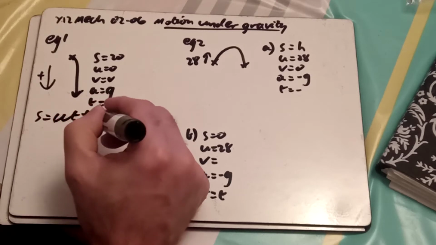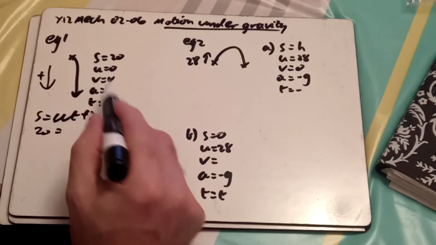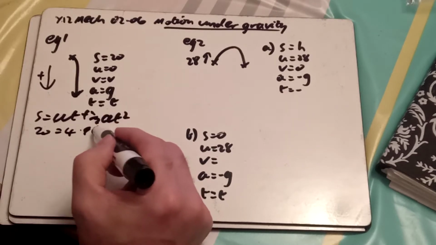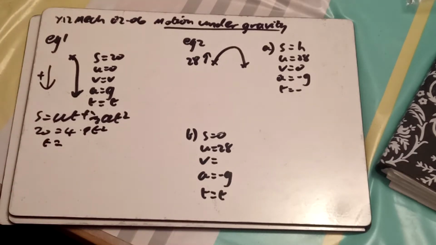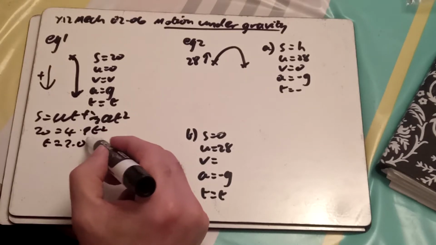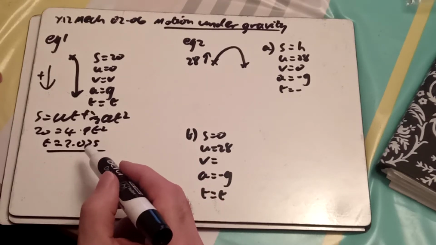S equals ut plus a half at squared, so 20 equals nothing, and then a half a is 4.9 t squared, so t is whatever root 20 over 4.9 is. It's around 2, so I'm going to work out 20 divided by 4.9 equals, and then do root, answer equals 2.02. And I can't do much beyond 3SF there.